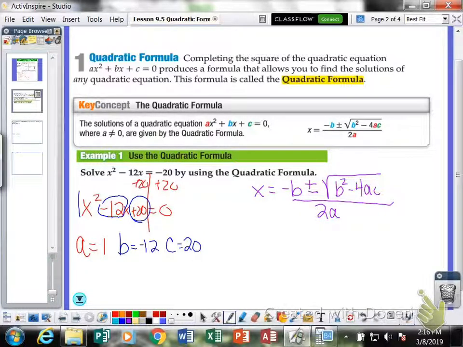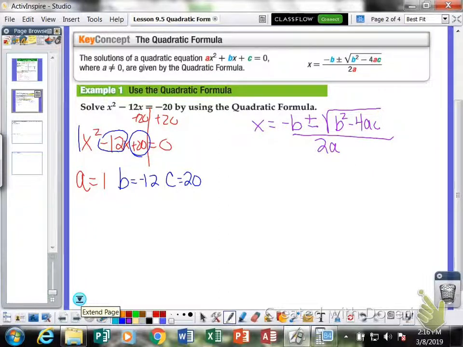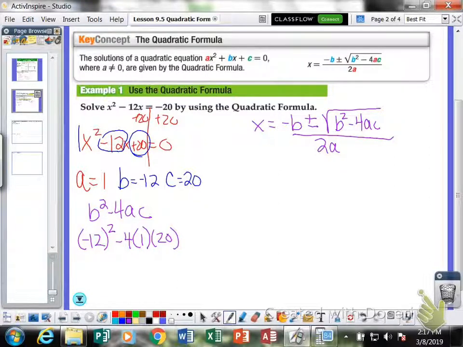Now, what you honestly could do, ladies and gentlemen, so that you don't have to do this twice, and it also checks your answer, is before you start substituting into the quadratic formula, go ahead and apply the discriminant. So b squared, and this is why I said put that in parentheses because of the negative: negative 12 squared minus 4 times a times c. Negative 12 times negative 12 is 144. If you don't put that in parentheses, you could get the wrong answer, so please put it in parentheses, especially the negatives. Minus 80.